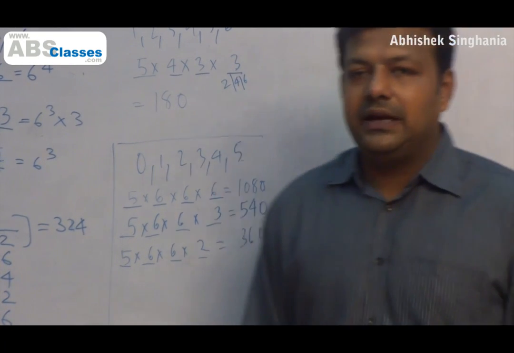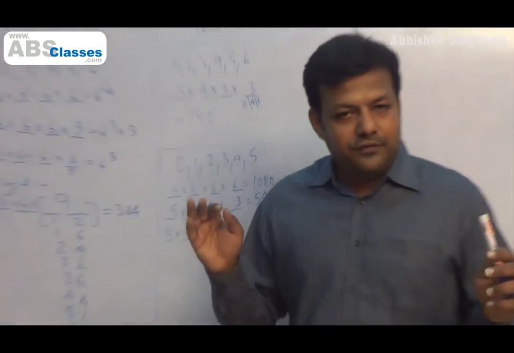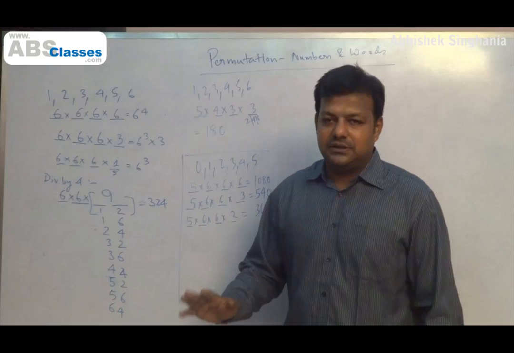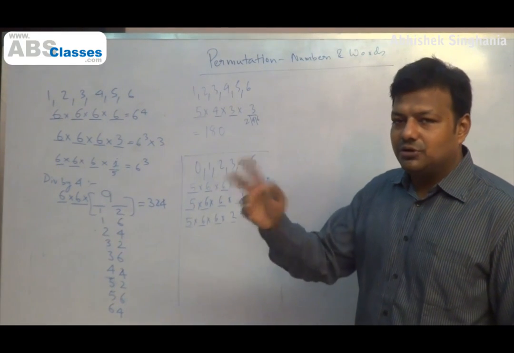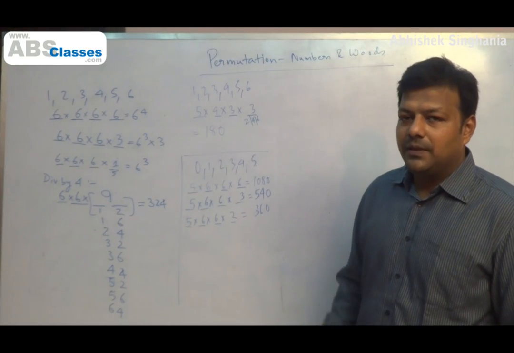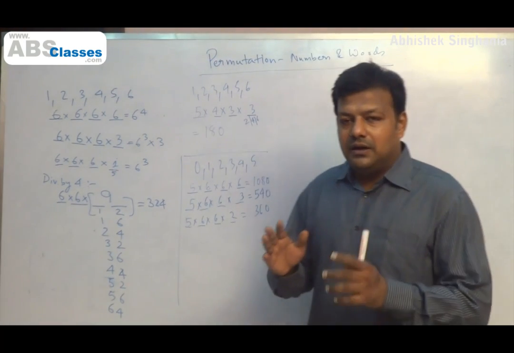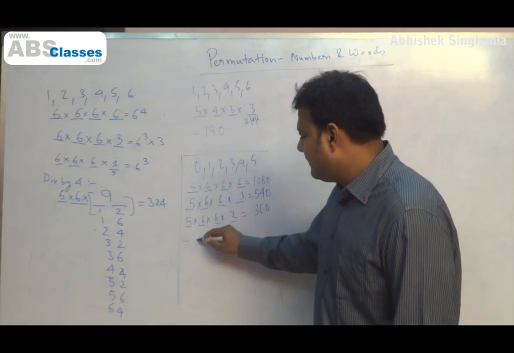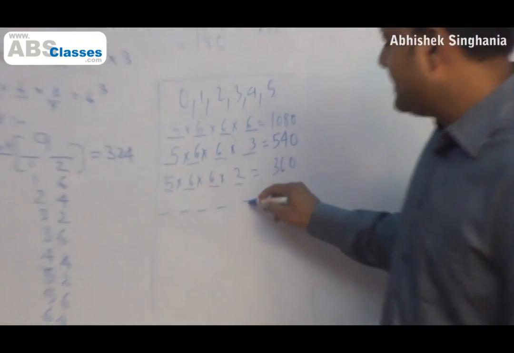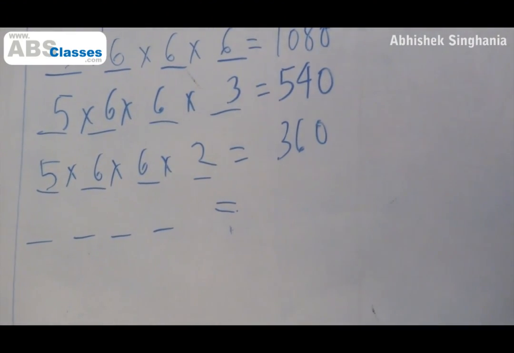Now comes the tricky question. How many 4-digit numbers divisible by 4 can I form using these digits? Now for 4, obviously the rule is the last 2 digits should be divisible by 4. It's tricky because 0 is also in there. So let's see what approach I can take. Remember, the last 2 digits must be divisible by 4.